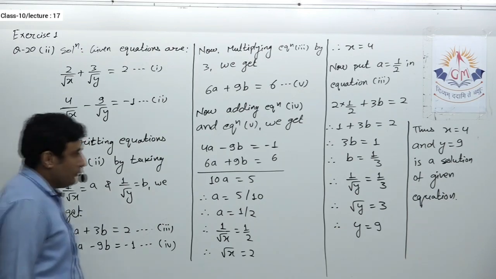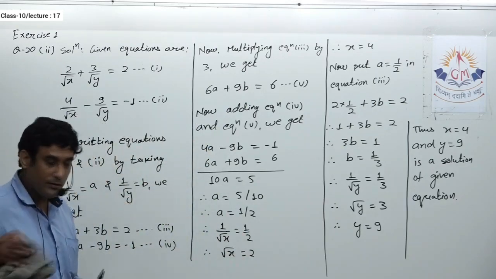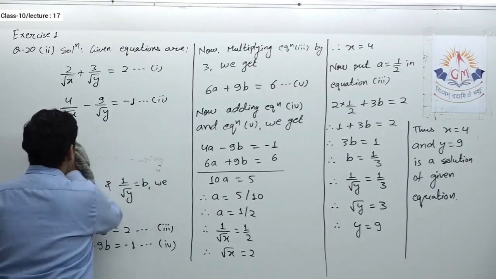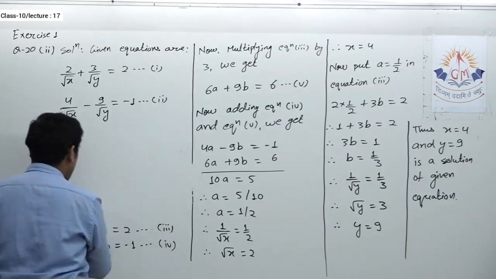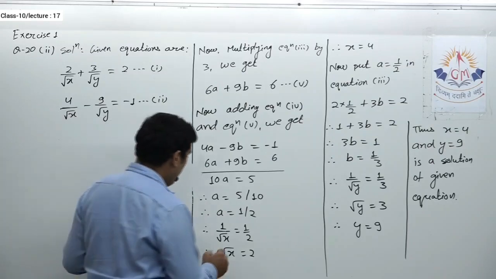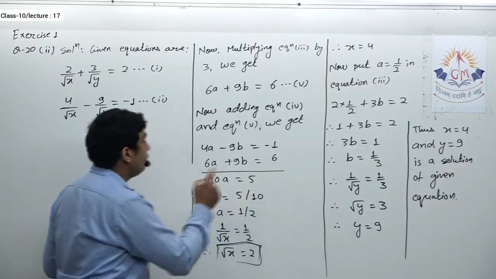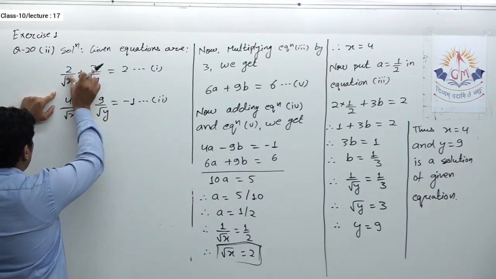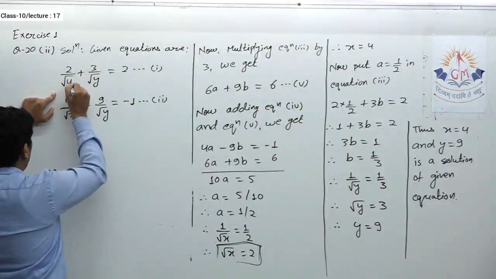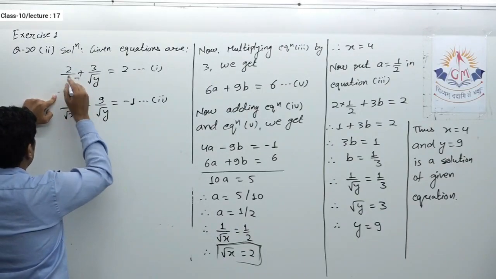Okay, so now before we move to the next question, let us cross verify whether our answer is right or not. See, first we'll see in equation 1. The value of root x is 2. Okay, value of x is 4, root x is 2. So at the place of x, if I put 4, so this will become root 4 is 2. So here I can write 2.